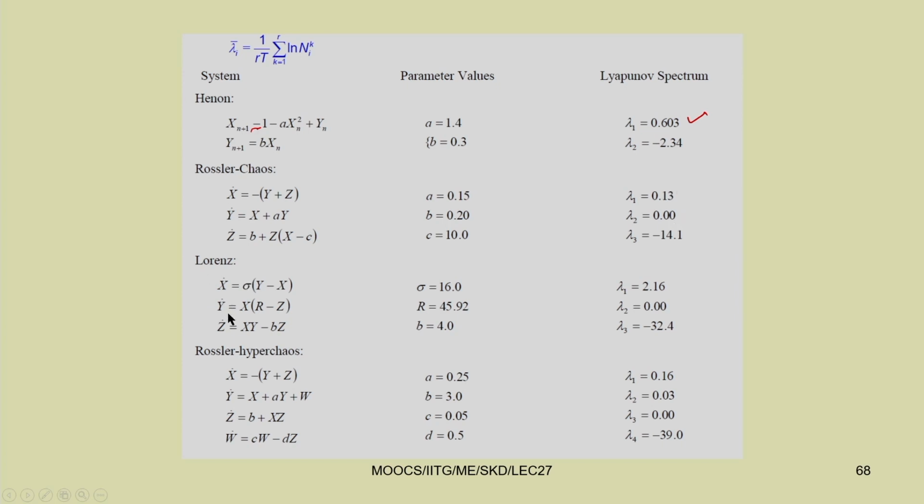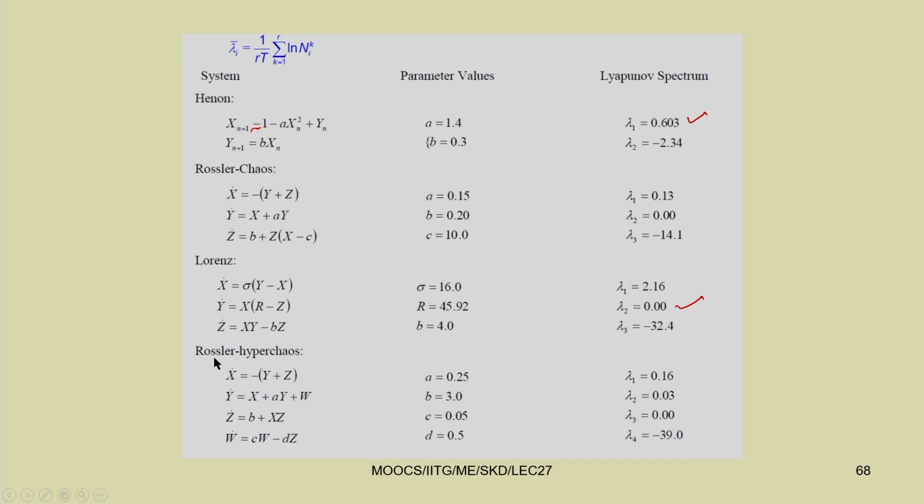Similarly, for Lorenz attractors, we have x dot equal to sigma into y minus x, y dot equal to x into r minus z, and z dot equal to x y minus b z. So, sigma, r, b are the parameters. Here you can see one of the chaotic attractors: one Lyapunov exponent is 0, another is positive, and the other is negative. So, here you can find this is also a chaotic attractor.